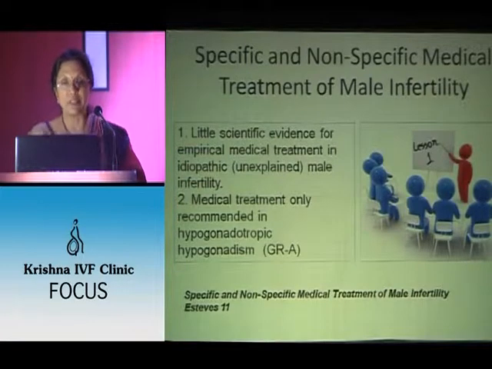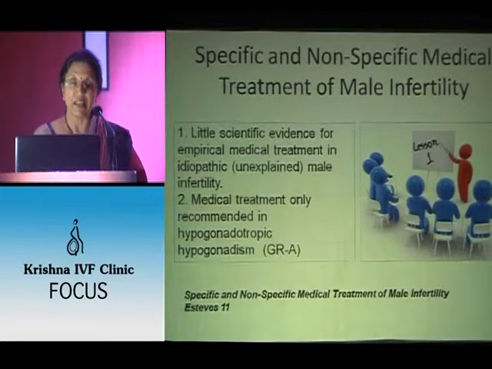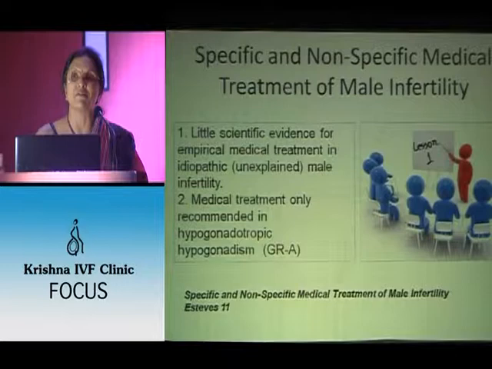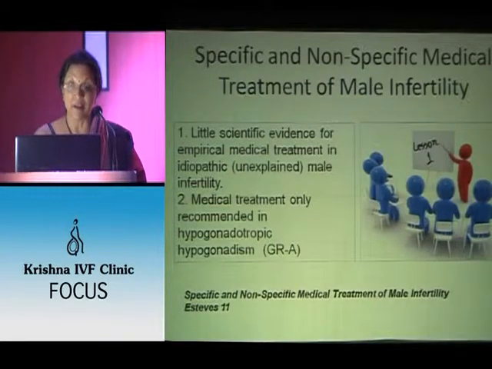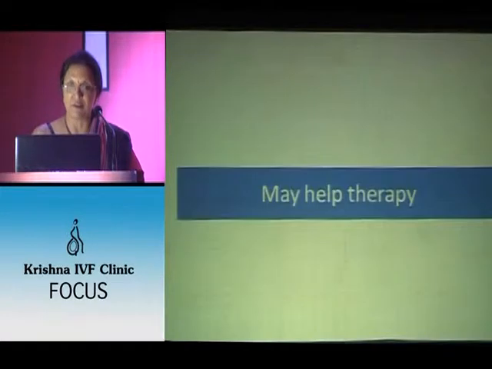And therefore, what is our first lesson we've learned till now? Very little scientific evidence for empirical medical treatment in idiopathic or unexplained male infertility. Medical treatment is only recommended definitely where we see an endocrinological problem of hypogonadotropic hypogonadism, and this is grade A evidence, which is the highest grade evidence, which says that we must offer medical treatment to these men and not refer them for semen donation or IVF-ICSI.